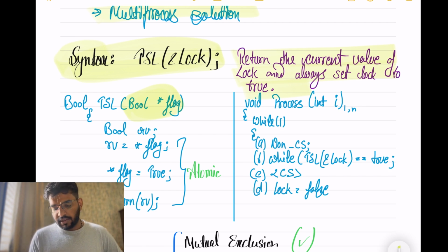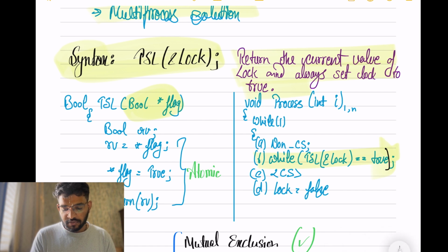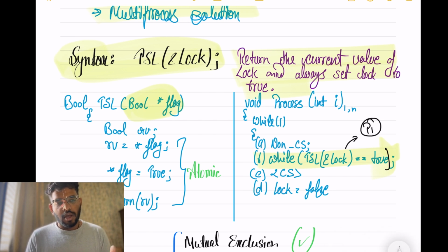So in the while loop, only one process will enter the critical section, because only one will negate this statement. Only the first process will execute. P1 will be allowed to negate this statement because only P1 will return false. And after execution of that process, it will set the value of lock to false. So it works like that.